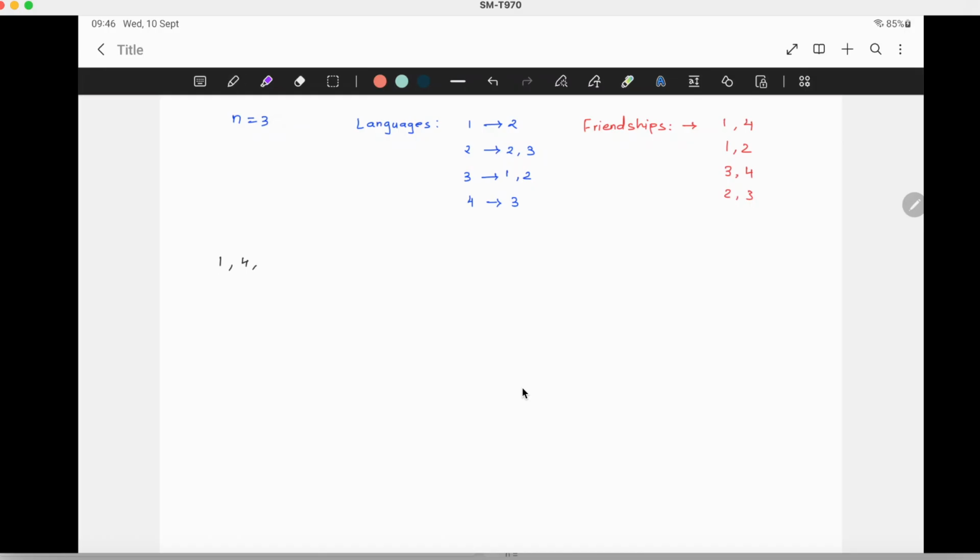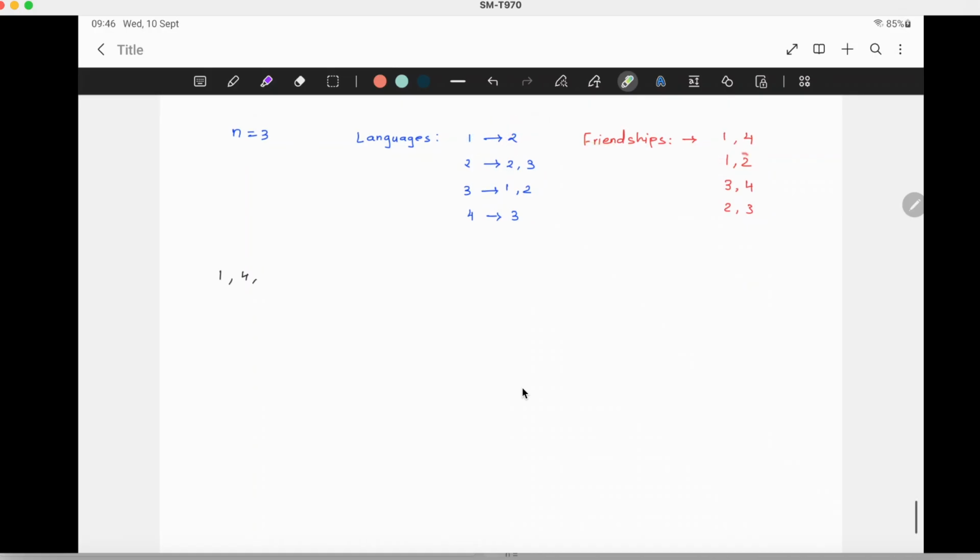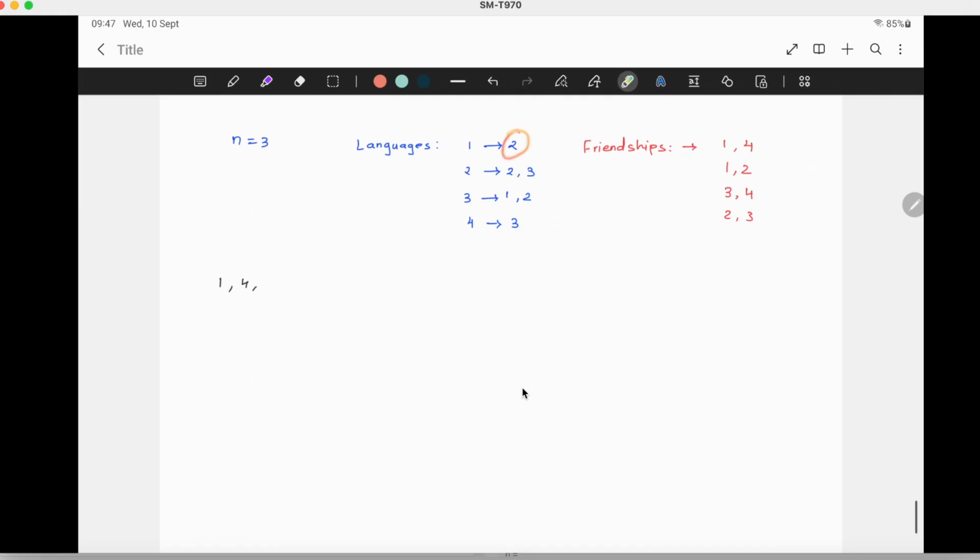Now let's go for the next pair. Here the first and second persons are friends. We will check: the first person knows the second language, and the second person knows the second and third languages. So here we see that they have a common language. We can easily iterate through them, checking side by side if any language is common between them. Here we notice that the second language is common between them. So we cannot consider them in this particular area, because they know a common language. There is no problem, so we can skip this pair.